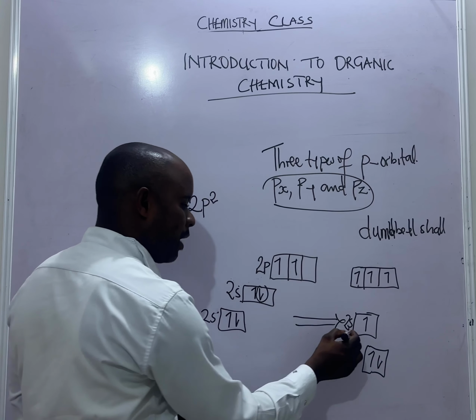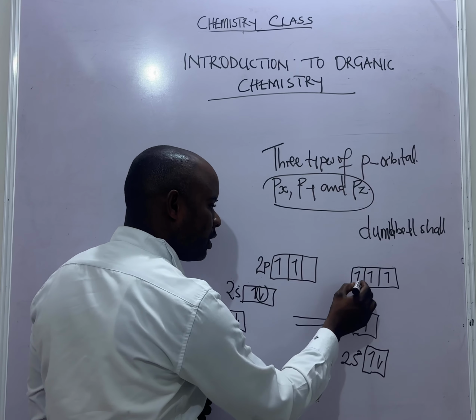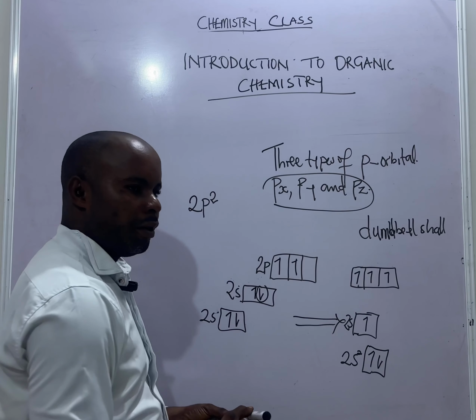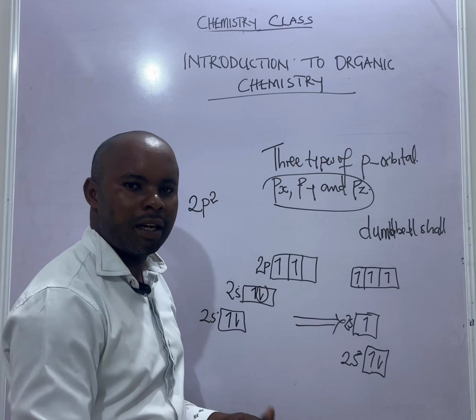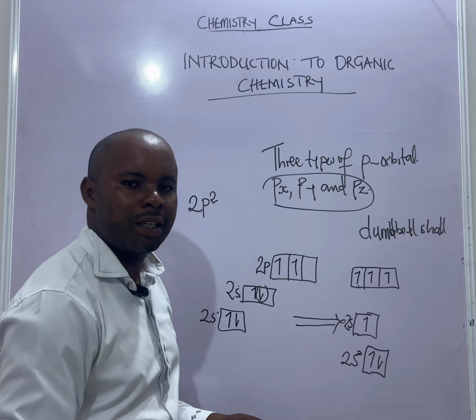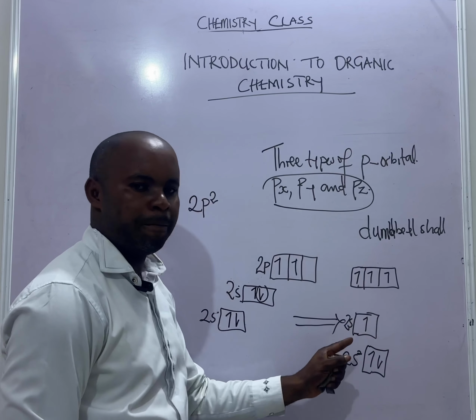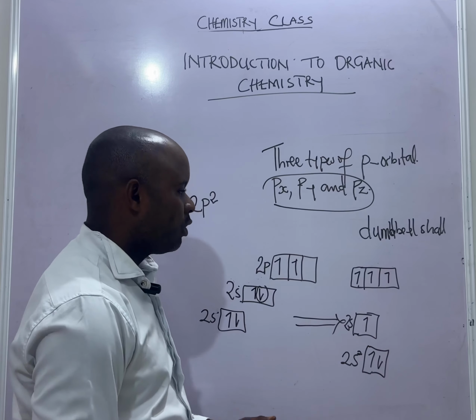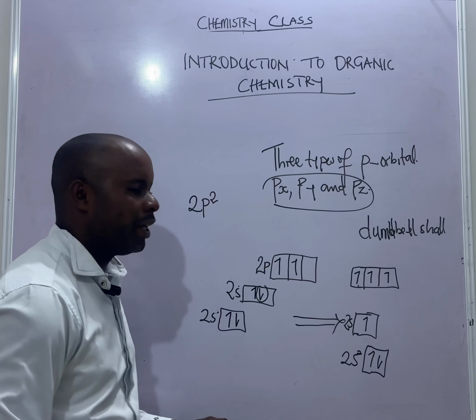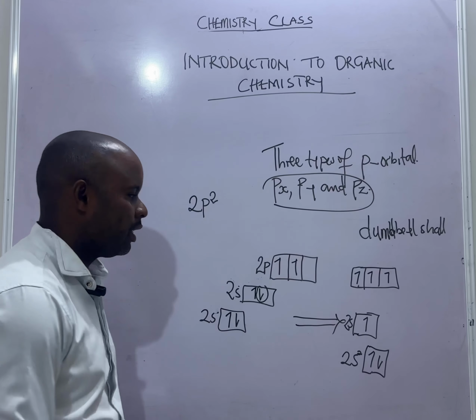That is to say, carbon has these 1, 2, 3, 4 shells to be bonded. That means it can be bonded tetrahedrally. It needs 4 electrons to complete its octet. So having known this, we are going to move to the basic terms in organic chemistry.